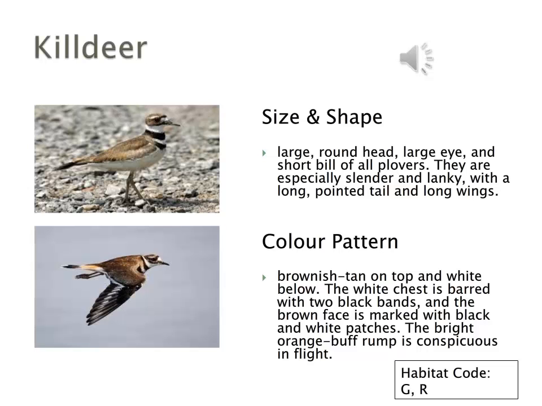They've got brownish tan on top and white below. The white chest is barred with two black bands, and they've got a brown face marked with white and black patches. They've got a bright orange-buff rump, which is very conspicuous in flight, but very often you'll see them running away as opposed to flying, unless they're very startled. So again, these are characteristics of this bird.